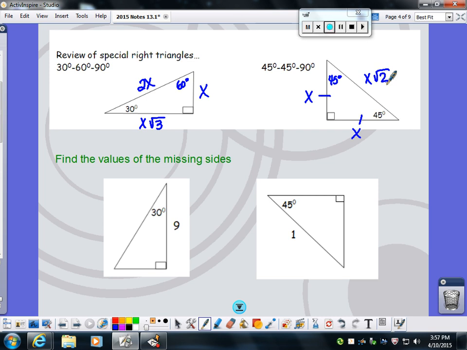So we have a 30, 60, 90 triangle. This is my short leg. So that 9 is my long leg. Look back at our formula here. Our long leg is equal to x square root of 3. Well, I want to find x. The short leg is the one to know. So I'm going to solve for x here: 9 divided by the square root of 3 is equal to x. Well, we don't leave a radical in the denominator, so we're going to rationalize this. That's going to end up being 3 square root of 3. That's going to be our x.